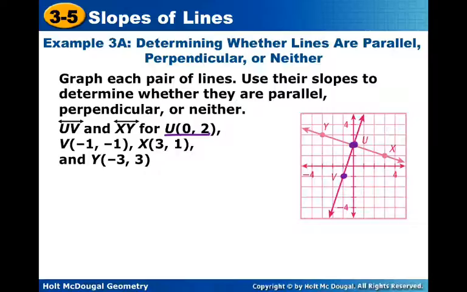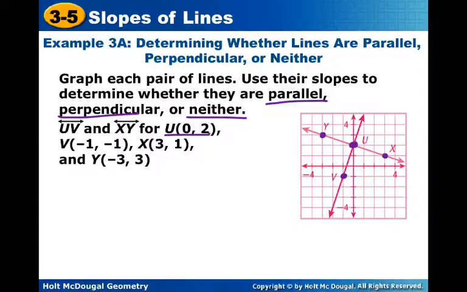X is at (3, 1), so that means you go over 3 and up 1. And Y is at (-3, 3), so go left 3 and up 3. And draw your line there. Alright, now to actually decide if they are parallel, perpendicular, or neither, you need to look at their slopes.